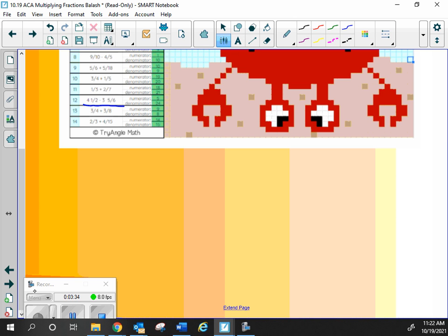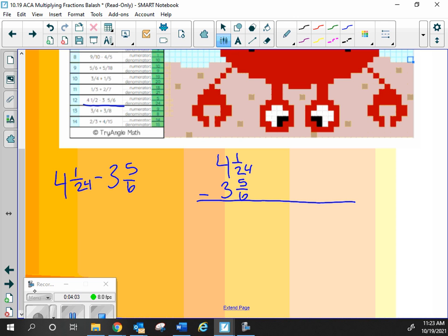So what that is saying is 4 1/2 minus 3 5/6. Again, Miss Lionel likes to do her math up and down, so I'm going to rewrite it: 4 1/2 minus 3 5/6. Can I subtract those fractions as they are? No. Oh, should it say 4 1/4? That's what it says. Okay, got it. Y'all good with that? Yeah.